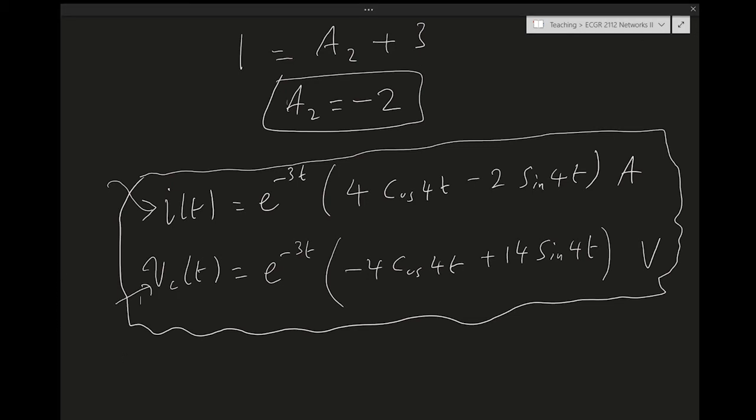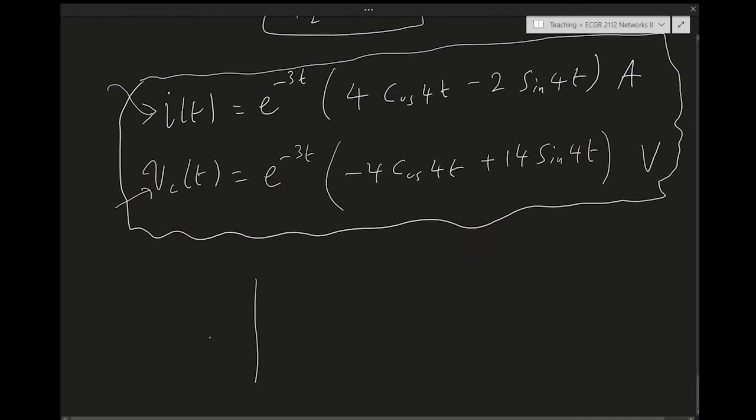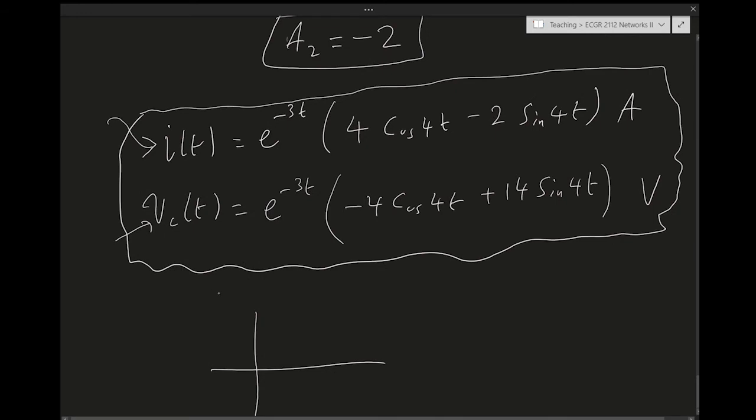And then if you plot the current, you will get, of course, an oscillatory response. You will get something that looks like this. First, the initial condition for the current is going to be, as you expect, 4, right? At t equals 0, cosine 0 is 1, sine 0 is 0, and e to the power 0 is 1. So you end up starting with 4. And then you will get something that will oscillate until it settles down.